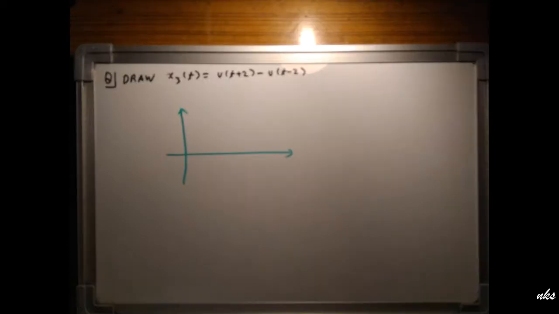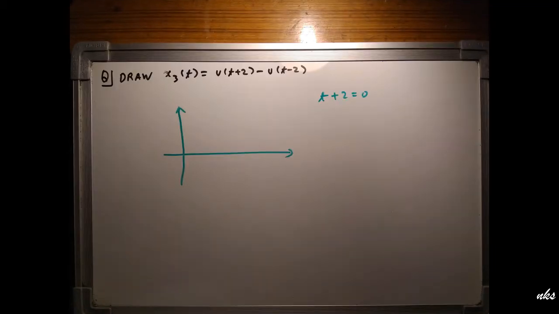So now let us see another question. Draw x3(t) is equal to u(t plus 2) minus u(t minus 2). So we will take it step by step. First take u(t plus 2). What you have to keep in mind is the signal starts from t plus 2 is equal to 0, that is t is equal to minus 2, as shown on the screen. So I have to start a unit step which will start from minus 2.